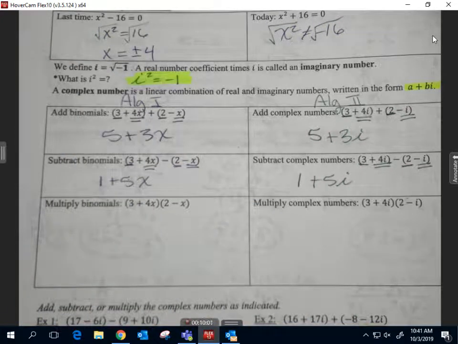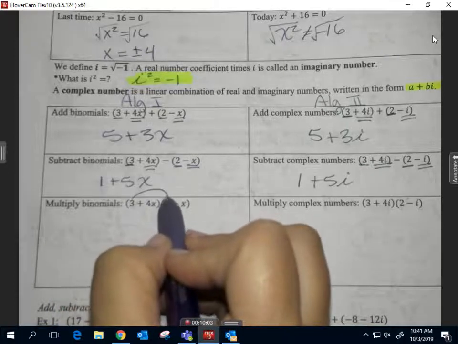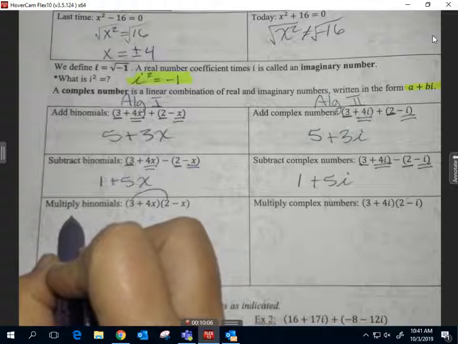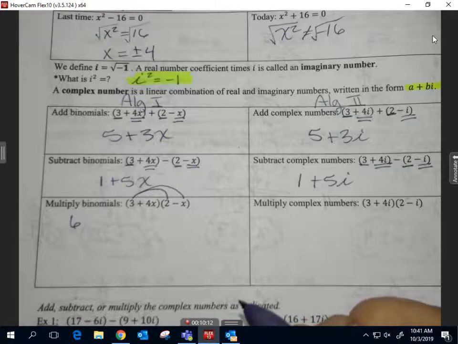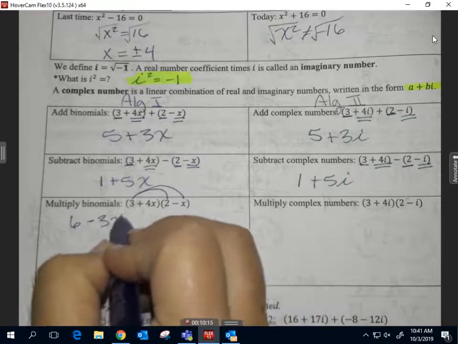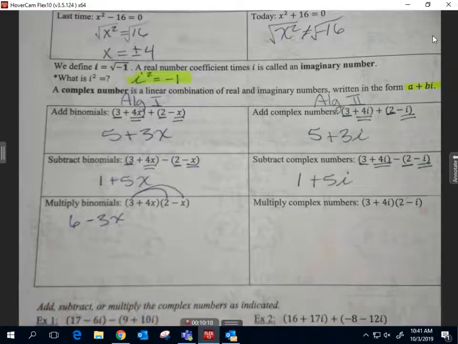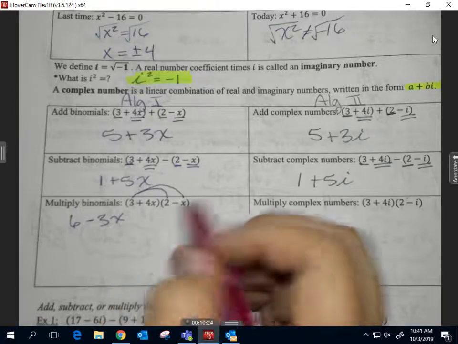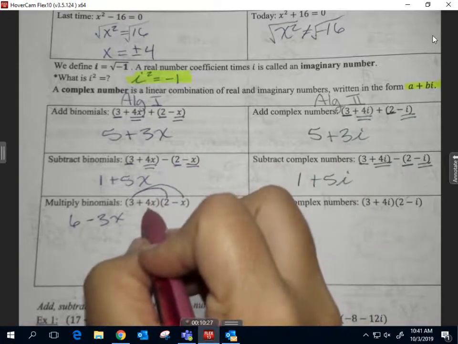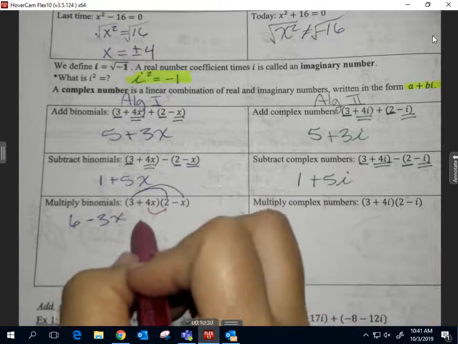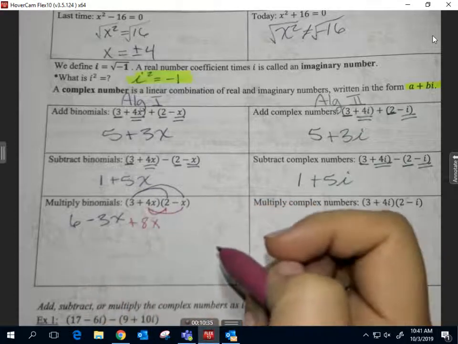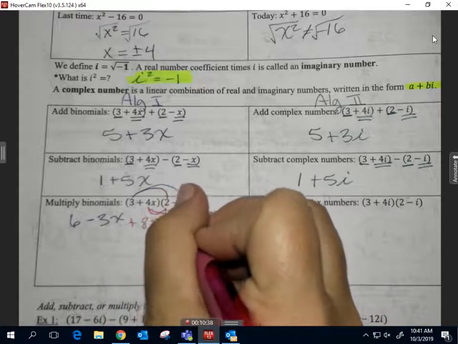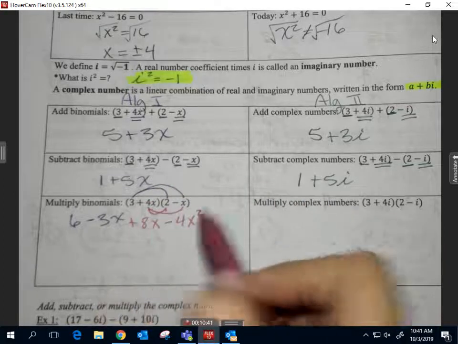So I'm going to take 3. So it's going to be 3 times 2, which is 6. 3 times negative x, negative 1x squared. Negative 3x, right? Okay, this is a good one. Alright, now I'm going to do the same thing but with the 4x. So 4x times 2 is plus 8x, 4x times negative x squared, negative 4x squared. x times x is x squared. Okay?